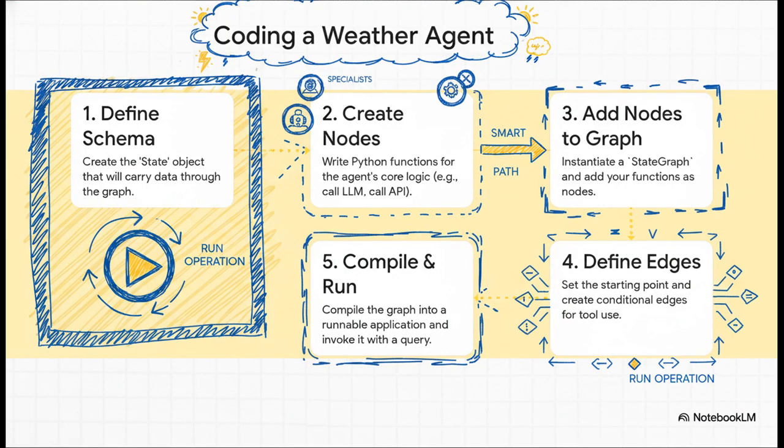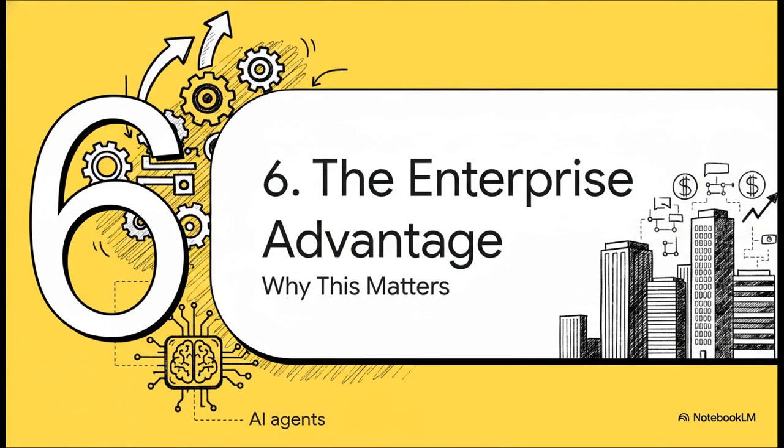And here it is, the five-step plan for our first project, a simple weather agent. See how this maps directly to our dynamic workshop idea? We define our project board, which is the state. We create our specialists, the nodes. We connect them with smart paths, our edges. And then we compile it and run the whole thing. It's that simple.